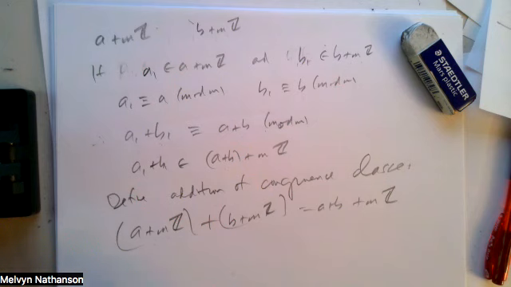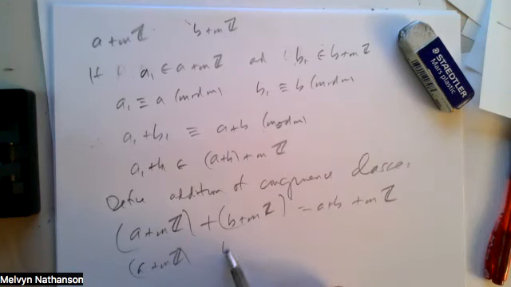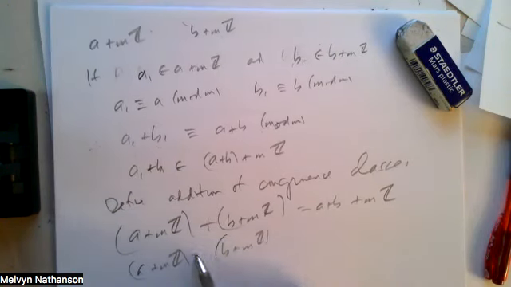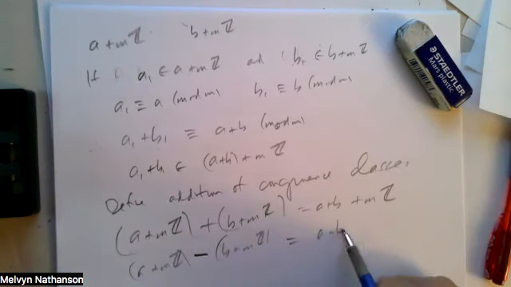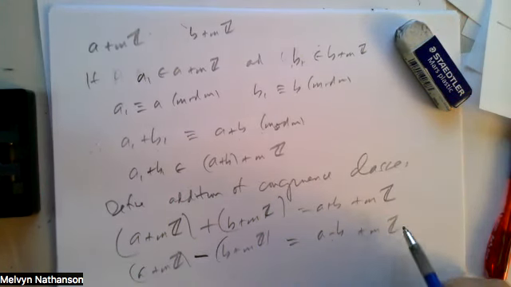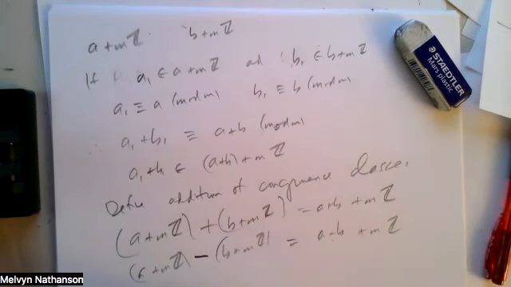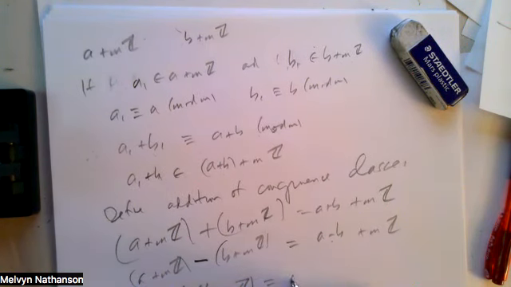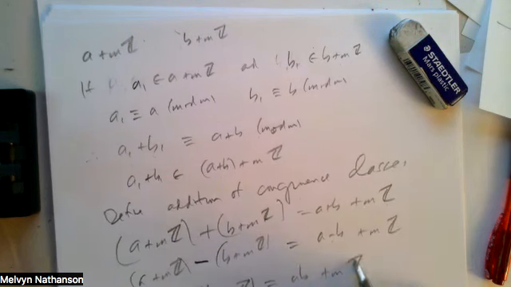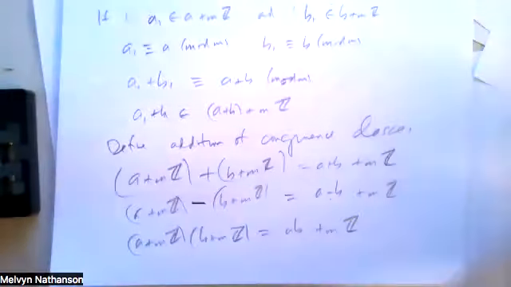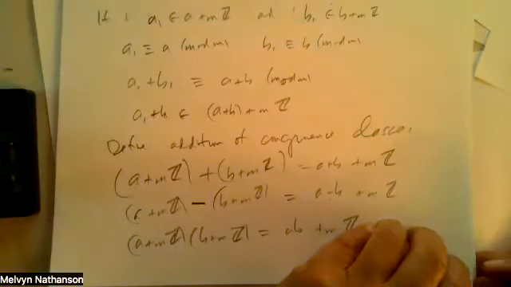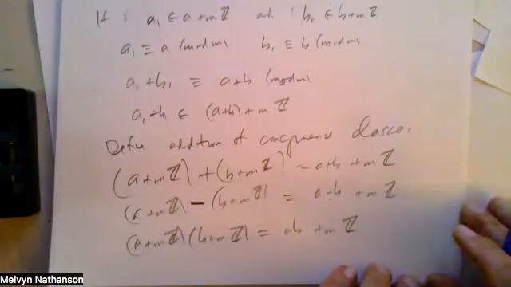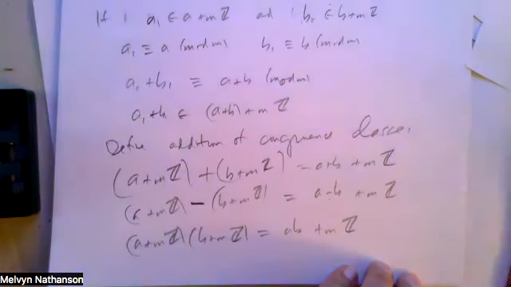And by exactly the same argument, I can subtract congruence classes. I have the congruence class A plus MZ and B plus MZ. If I subtract them, I can define that to be the congruence class A minus B plus MZ. And I can multiply them, just by multiplying these numbers A, B. So I can define addition, subtraction, and multiplication of congruence classes.